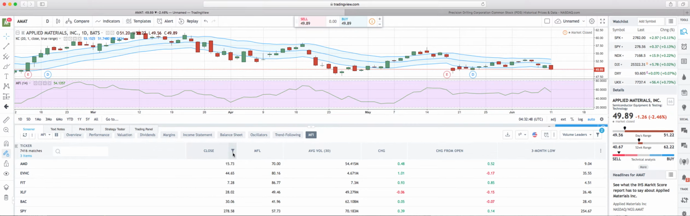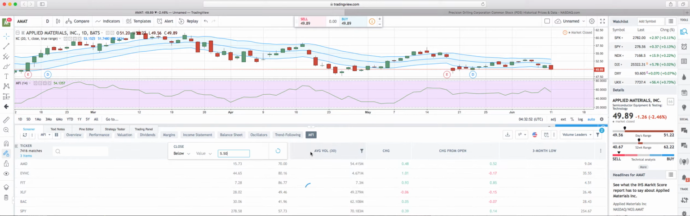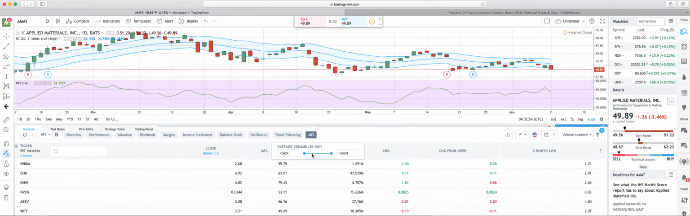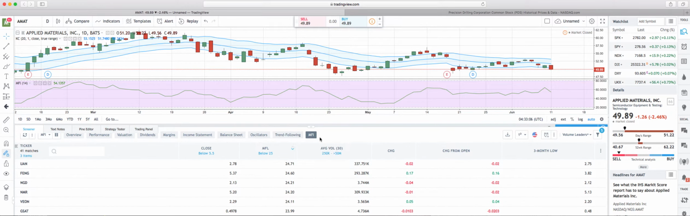What I'm going to do is filter this stuff out. I want to look for stocks that are $5.50 in price or below. I want to see an average volume of 250K at minimum. And I want the MFI to be below 25. I'm going to search by volume.